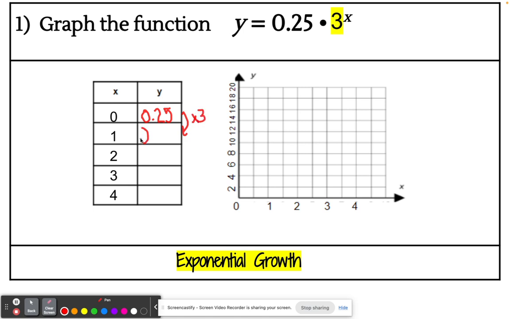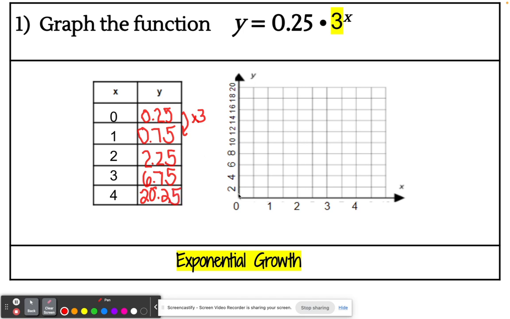0.25 times 3 is 0.75. 0.75 times 3 will give me 2.25. 2.25 times 3 will give me 6.75. And 6.75 times 3 will give me 20.25.